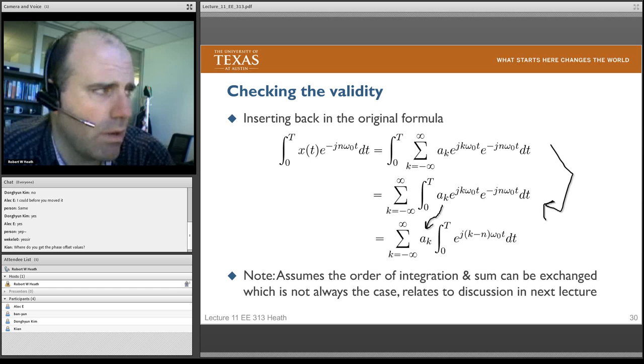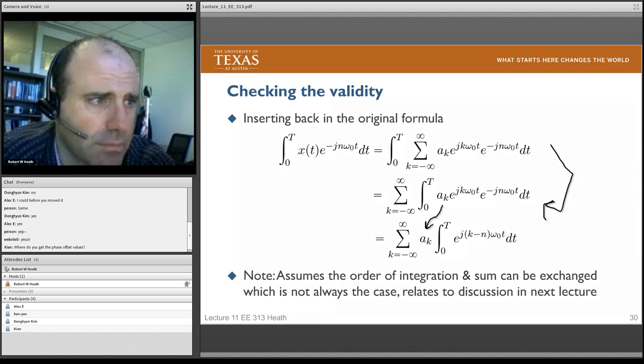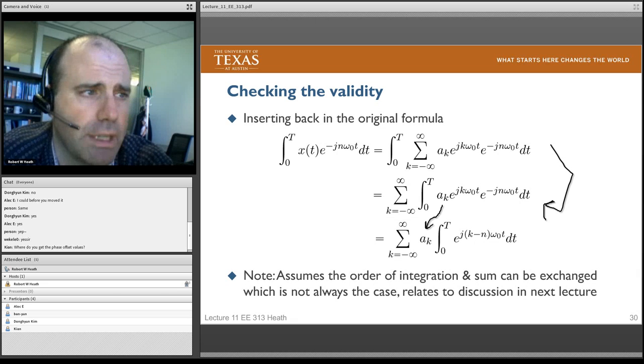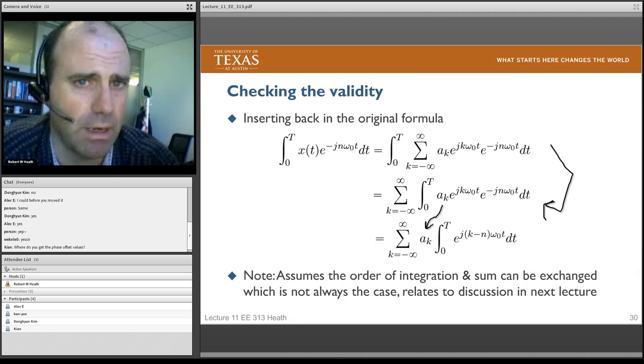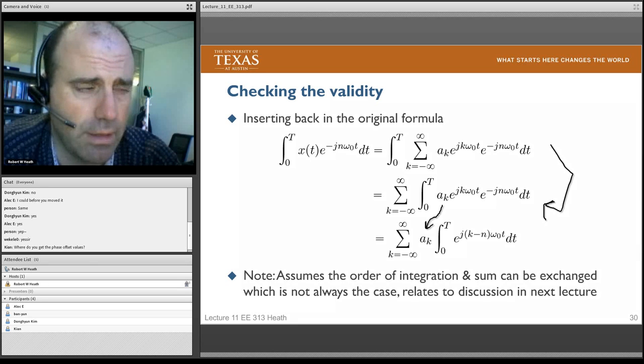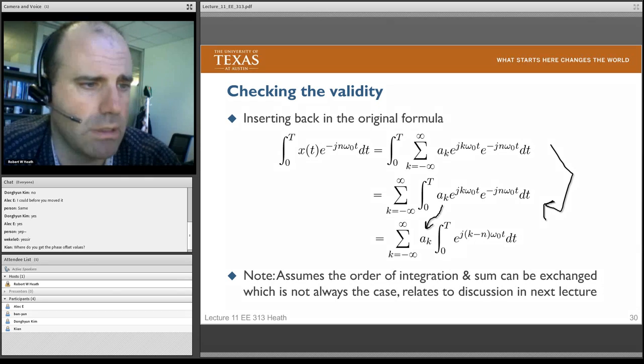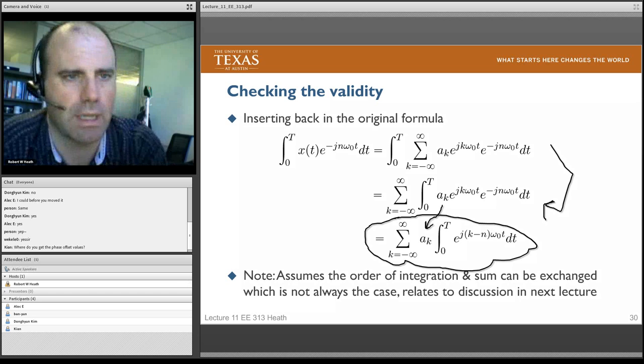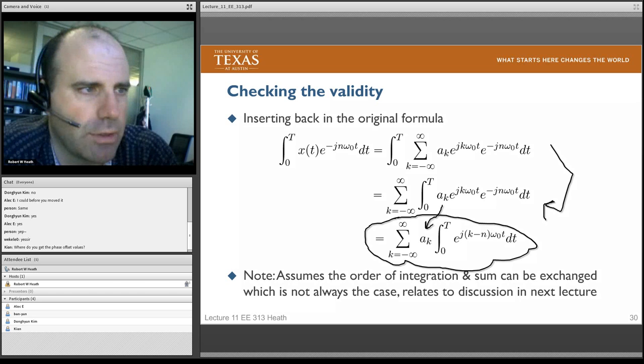So the one cautionary thing I want to say here is that you have to be careful when switching the order of integration and summation. I say this because if you're integrating something that integrates to infinity and then you try to sum it, it's infinity, so you can't switch it. And this is actually the reason that the Fourier series doesn't quite represent every signal, but it's a technical detail that we'll discuss in the next lecture.